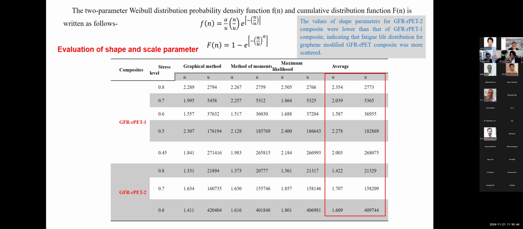So if the spread is more, you can then use this alpha value to find out what we call the design allowables, which further help us in designing against fatigue failure of any kind of material system.